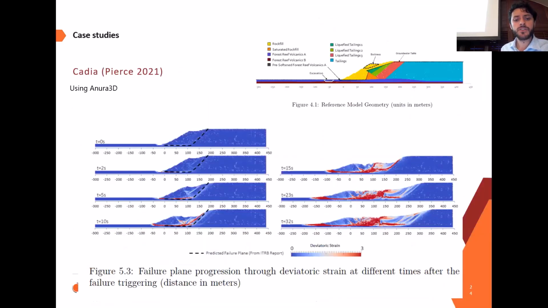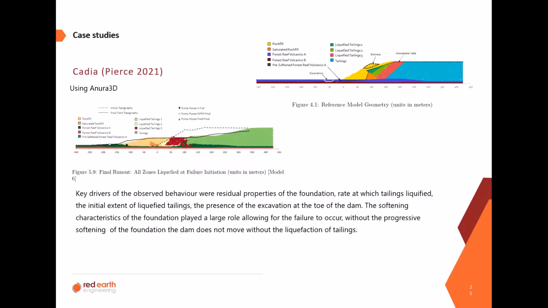The last case study I have to share with you is the Iscaria, which was done as part of a master study in Virginia Tech, and was published this year. We are all more familiar with this case because we're in Australia. So I'm not going to go into the details of the case, but I just want you to see the progression of the deviatoric strains. We show you where the failed zones are.